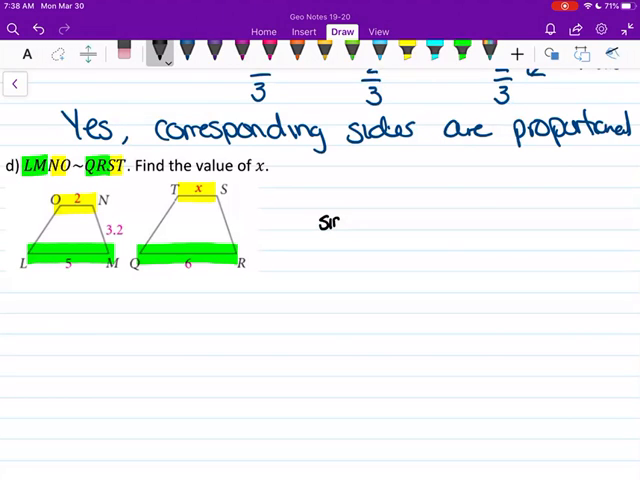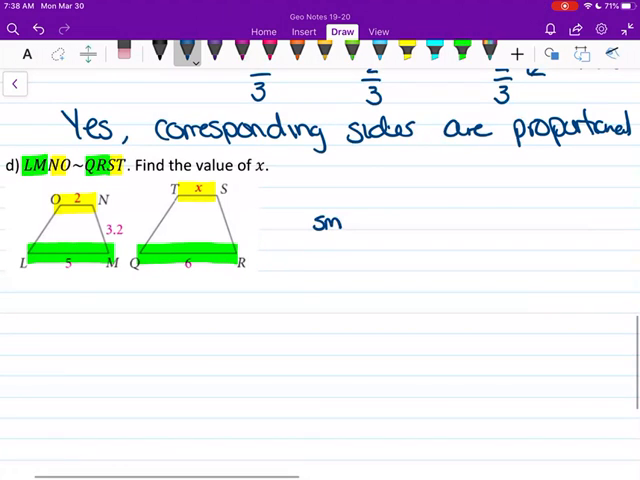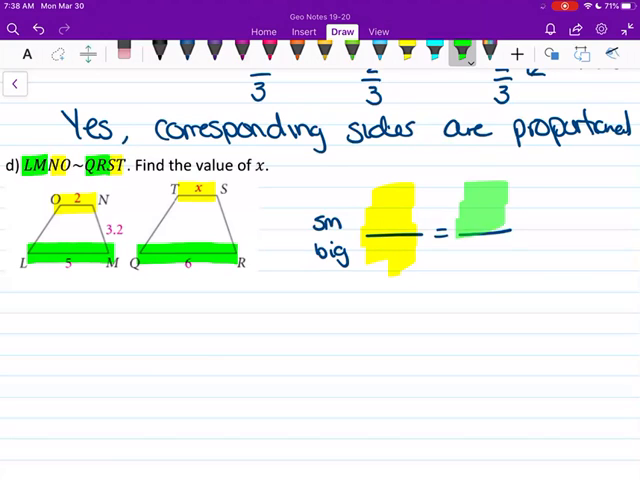Okay, so once again, let's do my small figure. Oh my gosh, why do I keep writing wrong? There we go. Small over big. Okay, and then I'm going to set up one fraction with the yellow sides and one fraction with the green sides. My yellow side on my small is 2. The yellow side on the big is X. The small green side is 5, and big green side is 6.